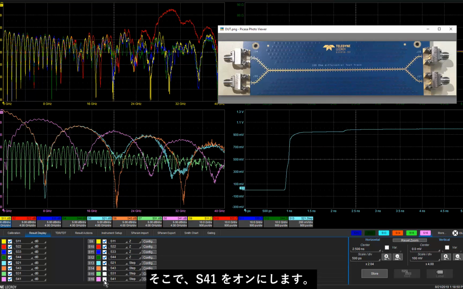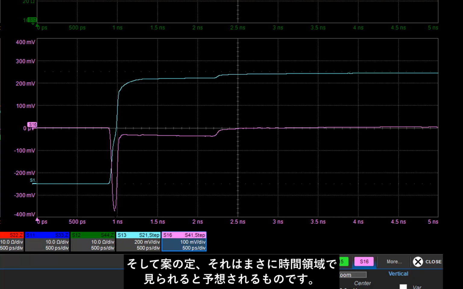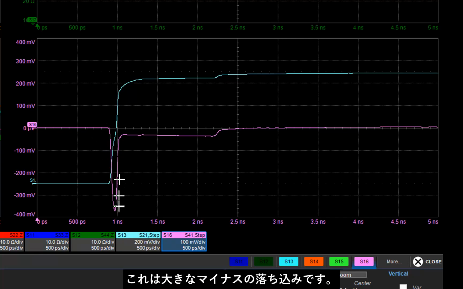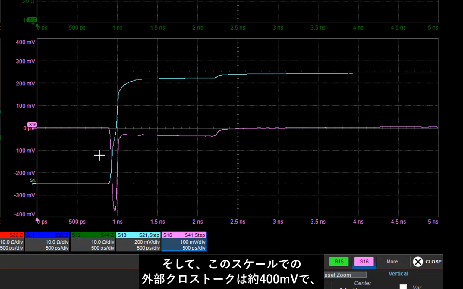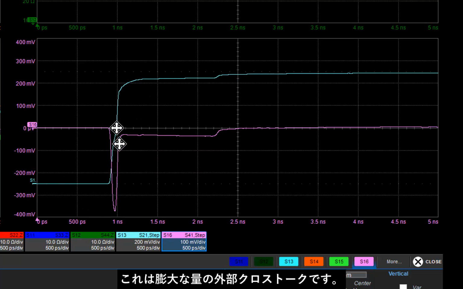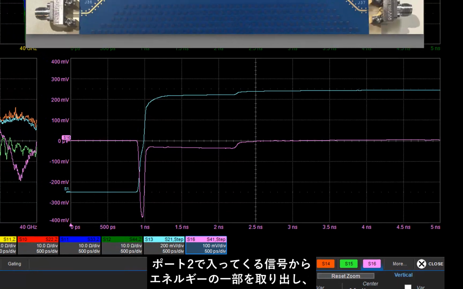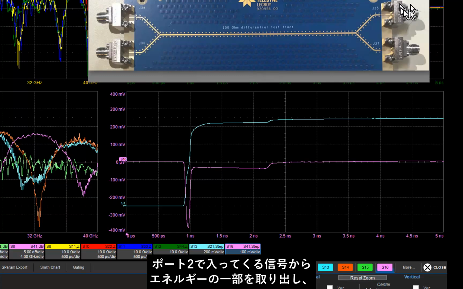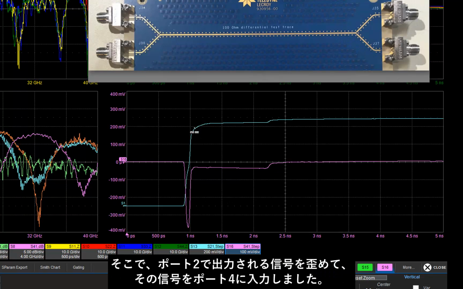So we'll turn on S41. And sure enough, it's exactly what we expect to see in the time domain. It's a large negative dip, and just think about the numbers. The signal coming out is only a 1 volt signal, and the far-end crosstalk on this scale is almost a 400 millivolt signal. It's a huge amount of far-end crosstalk. Now we see why we have the distortion over here, because we've taken some of the energy out of the signal coming out on port 2, and now it appears in port 4. And so we've distorted the signal coming out on port 2 and put that signal into port 4.